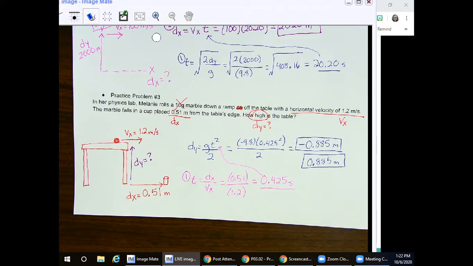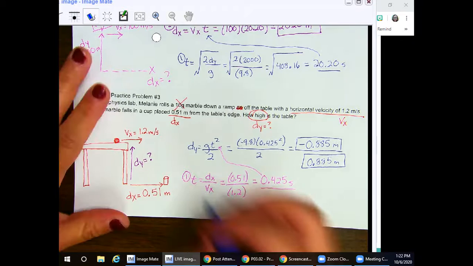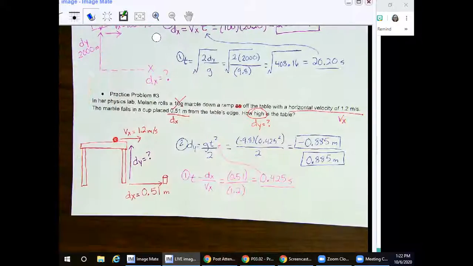Again, these problems are just time consuming. You don't have to draw the pictures unless you want to. Most likely, you're always going to solve for time first, and then solve for the other quantity after.